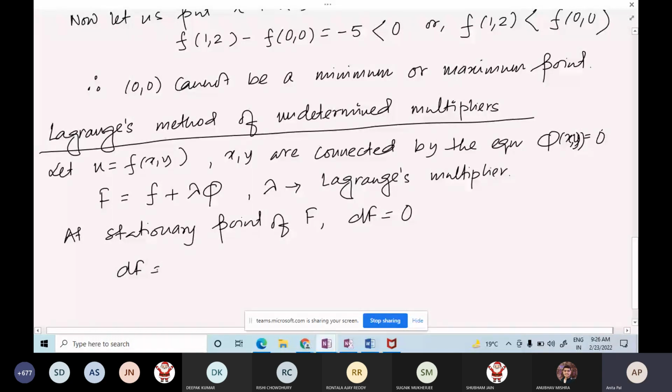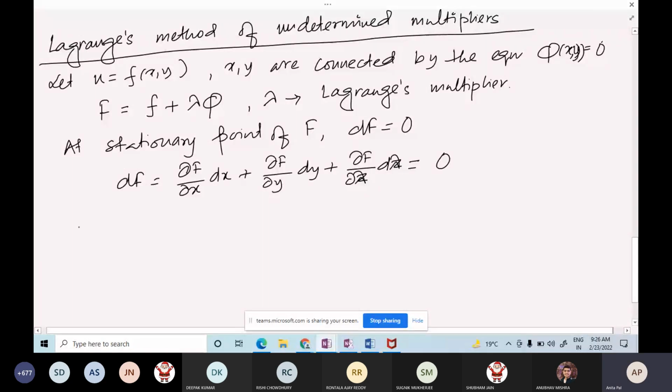Here df is del f del x dx plus del f del y dy plus del f del lambda d lambda, sorry, this will be lambda, not z, equals to 0. Now as per the necessary condition of extrema, here also we'll see that this equation will be satisfied.